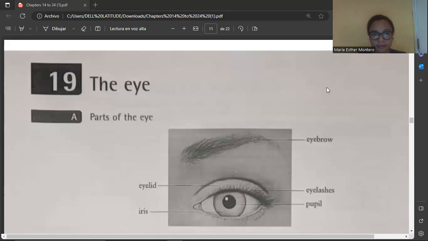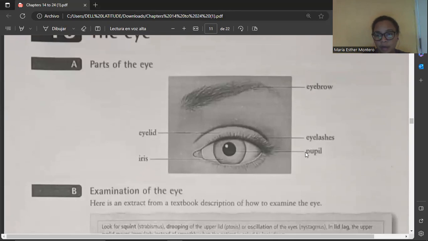Chapter 19. The eye. A. Parts of the eye. Eyebrow. Eyelid. Eyelashes. Pupil. Iris.